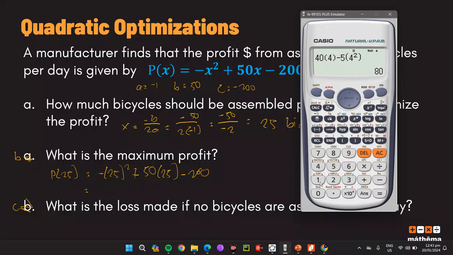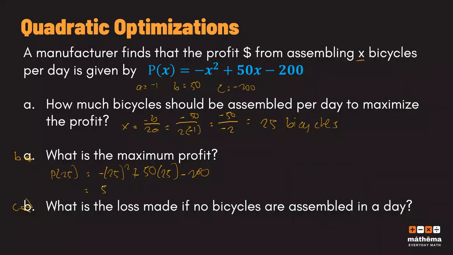So we actually have negative 25 squared plus 50 times 25 minus 200. Alright, so this will be our answer. This will give us $425. So again, this is our maximum profit, right?